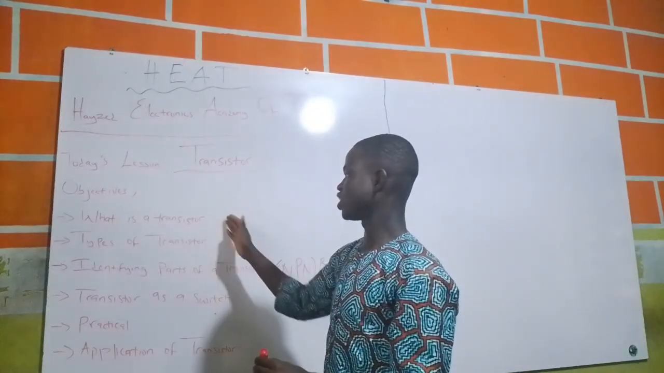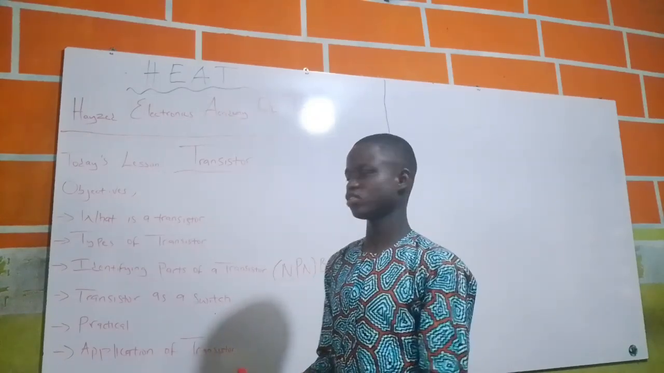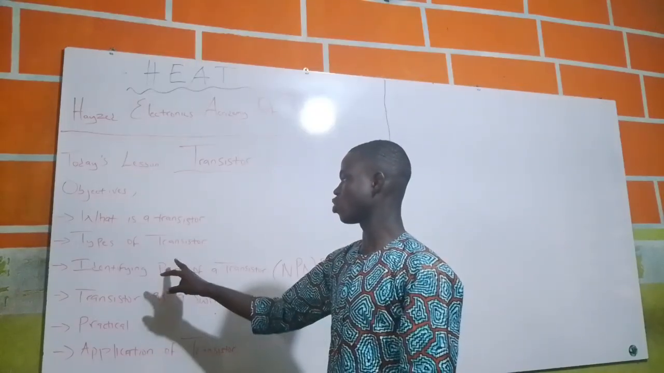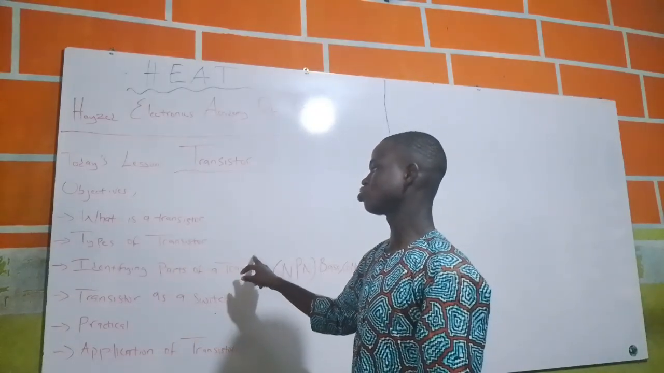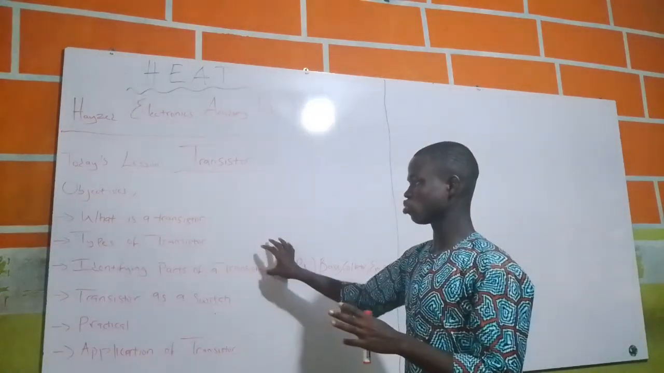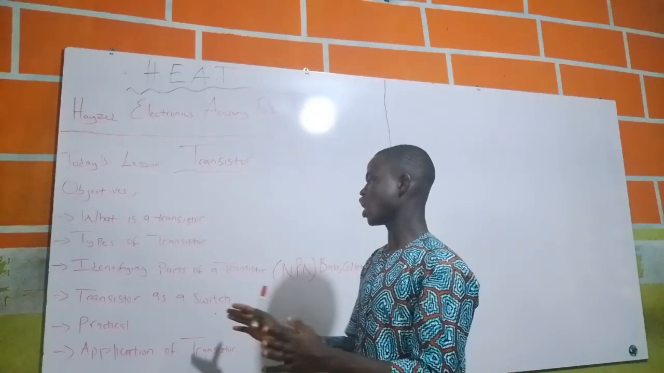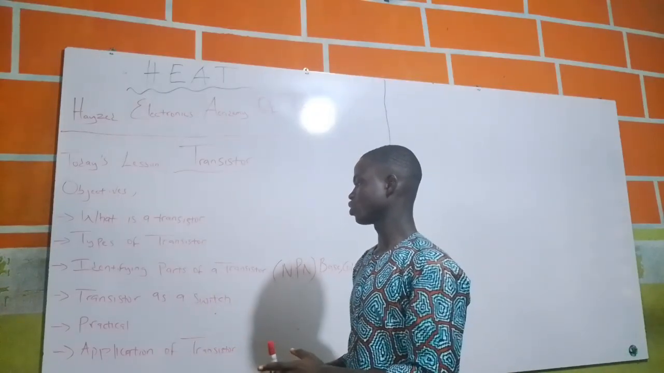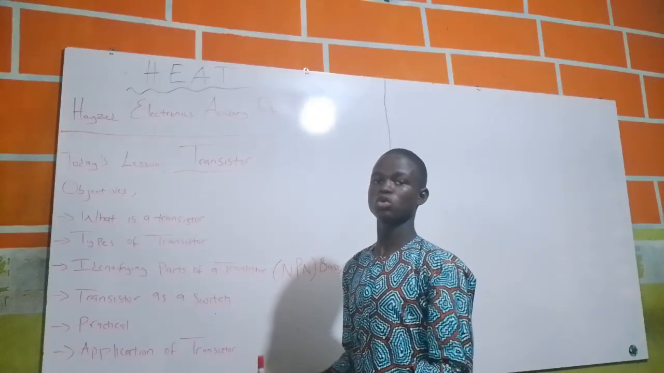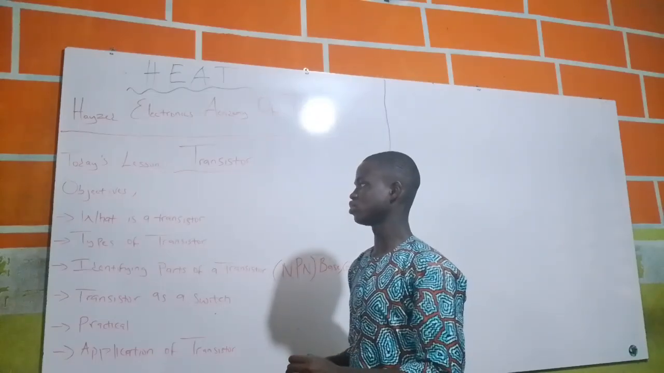We'll be discussing what a transistor is. In case you haven't seen a transistor before, you will learn something about it. We'll discuss types of transistor, and we're going to identify the parts of the transistor, most especially the NPN type, because that's what we're going to be discussing today. I also want to explain how a transistor acts as a switch. Then we'll do some practicals, discuss the applications of a transistor, and end the class. So stay with me as I discuss all of this.